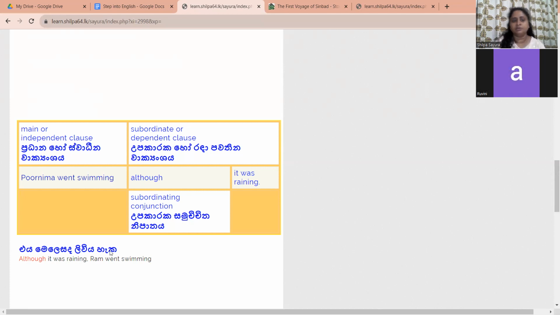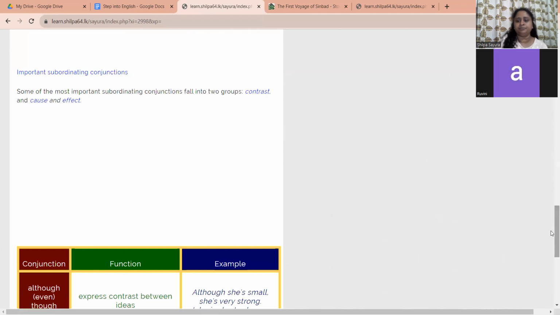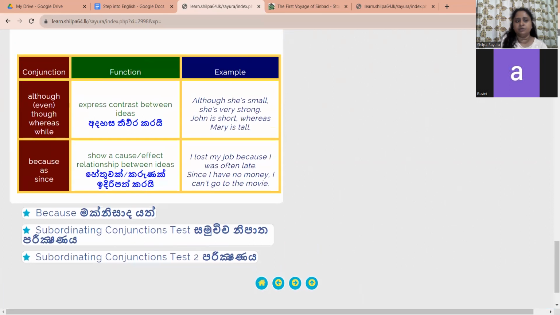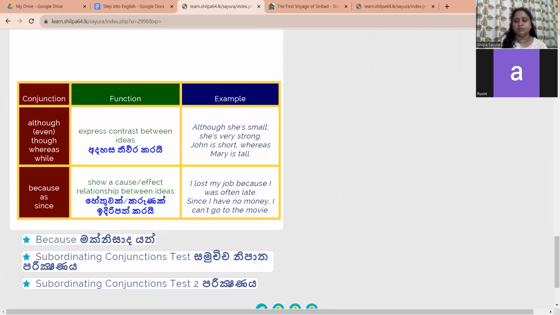Okay, so that is how you use it in sentences. One example. So let's see a few examples for subordinate conjunctions. Although, even though, whereas, while. So these all have the function of expressing contrast between ideas.